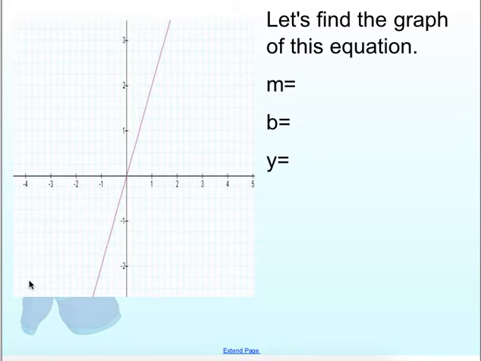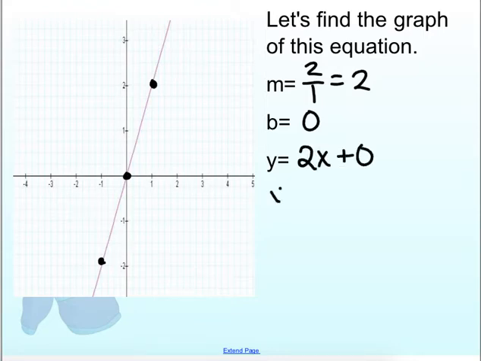So let's try this again. We need to find our two things, which is number one, our y-intercept, which is right here, of 0. And our slope, well, it looks like we can go up 2 for every 1 left, or down 2 for every 1 left, which means our slope is 2 over 1, or just 2. So we can plug it into our equation by saying y equals 2x plus 0, or y equals 2x.